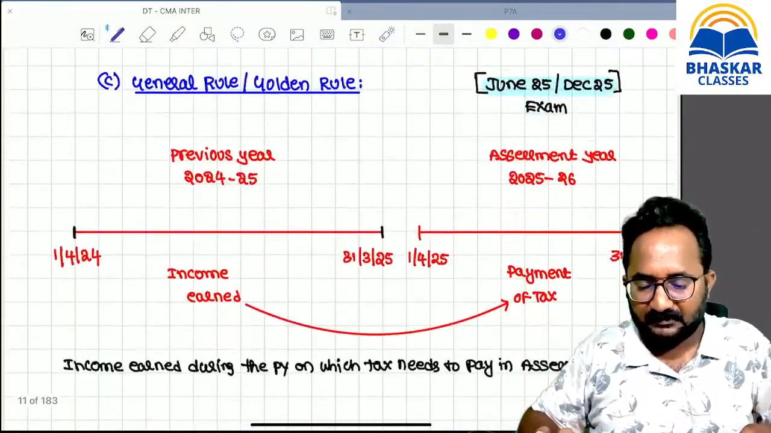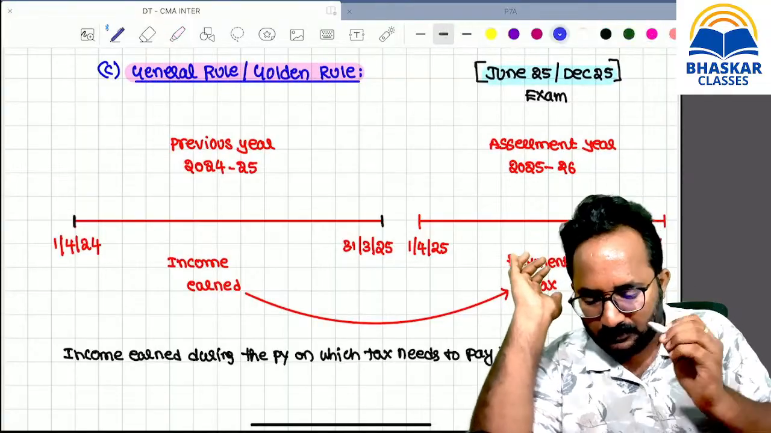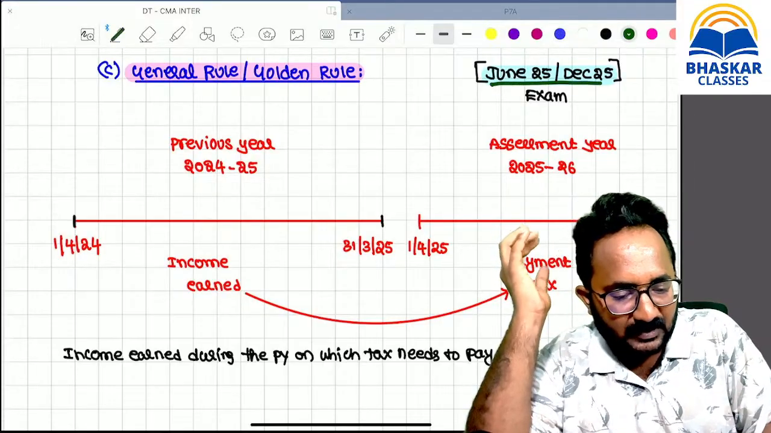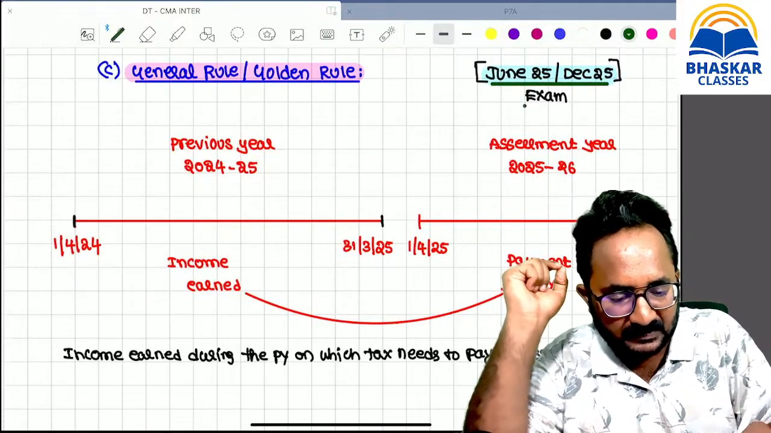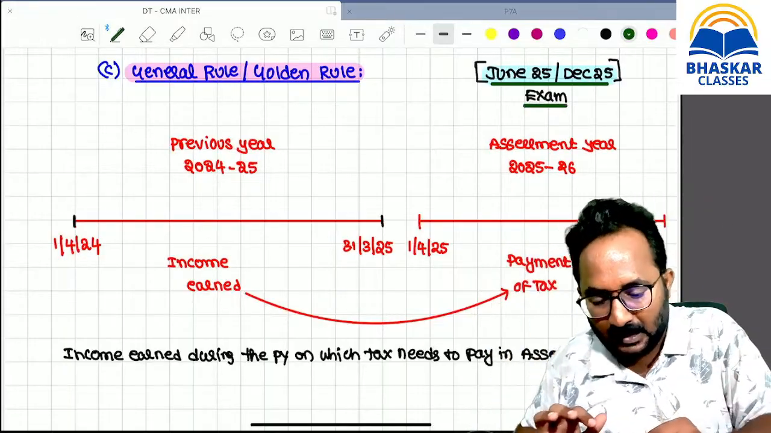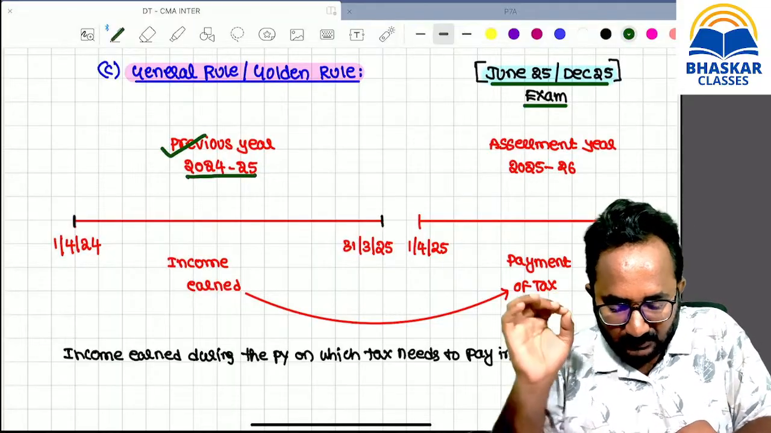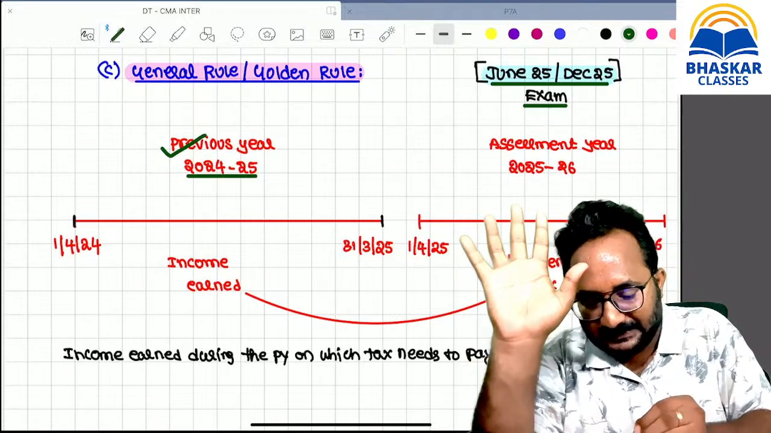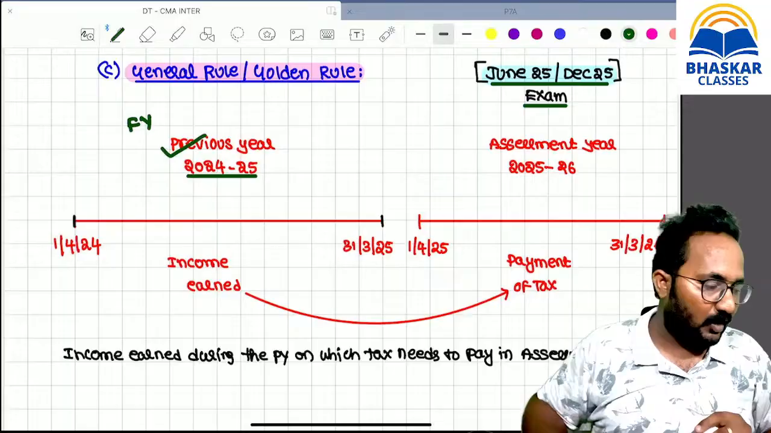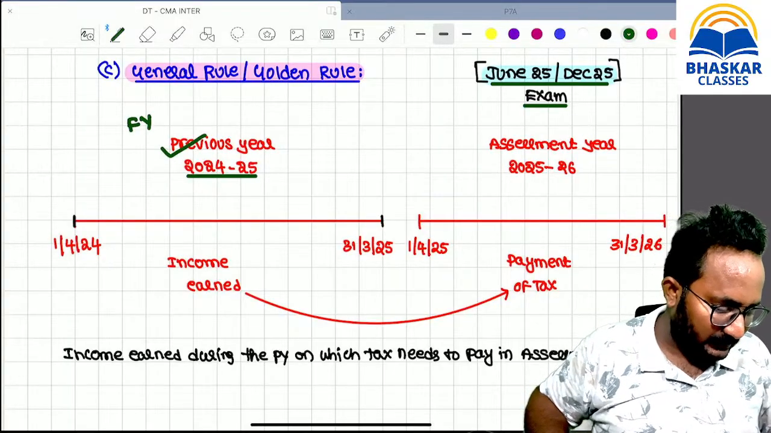So now we can start our discussion. One most important concept: general rule or golden rule. What is a general rule or golden rule? For your upcoming June as well as December 25 examinations, the previous year is 24-25. Previous year is always expressed in financial year terms, not in calendar year terms.